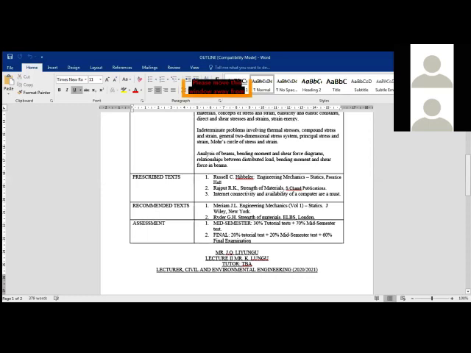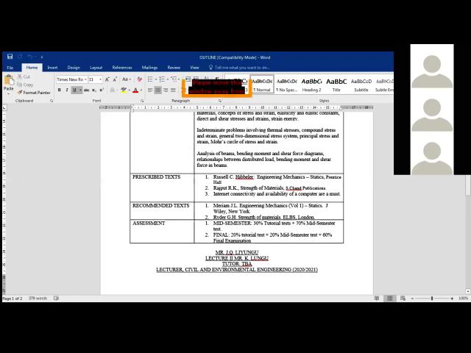So without wasting much of your time, I've already shared the prescribed book, which is Russell, the 14th edition, of which all of you have. Then for the other component, the strength of material, Mr. Lungu is going to share which material you're supposed to use.